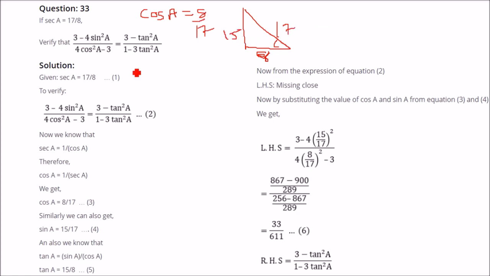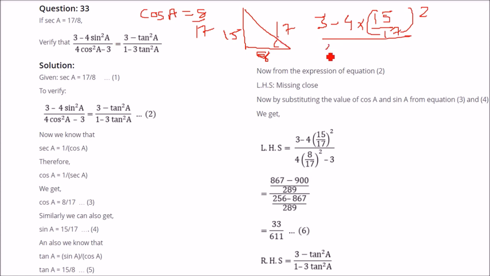So now we'll just write the left hand side and right hand side. Left hand side will be 3 minus 4. Sin square theta is what? Sin square theta is perpendicular upon hypotenuse, 15 by 17 whole square.